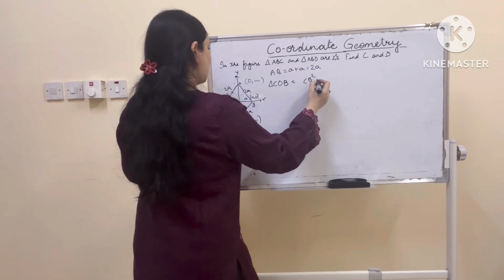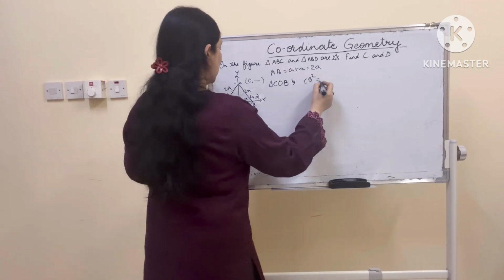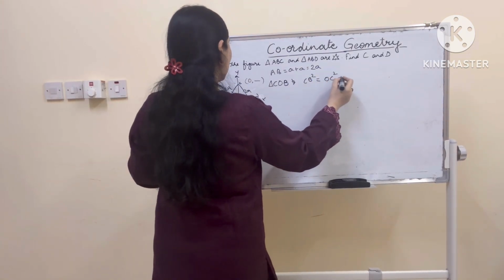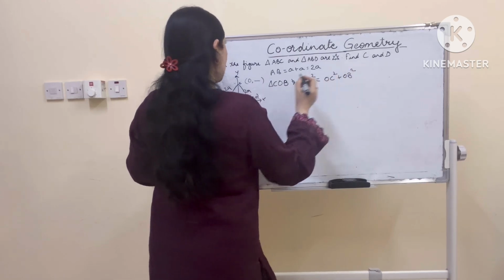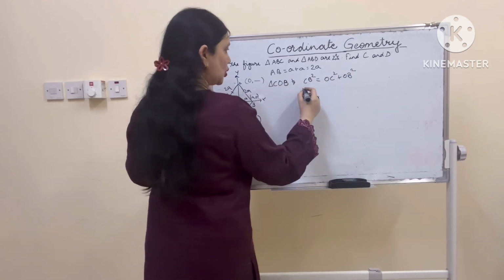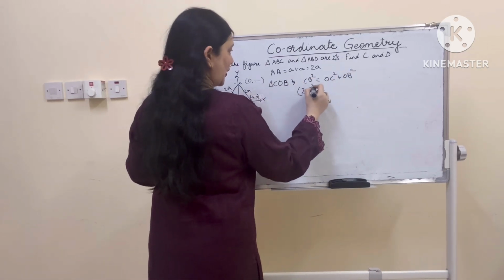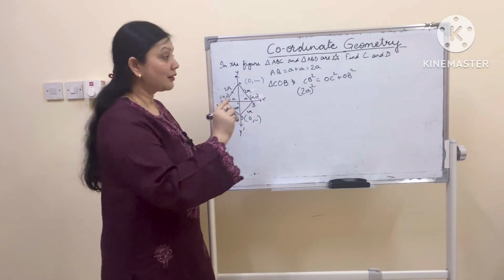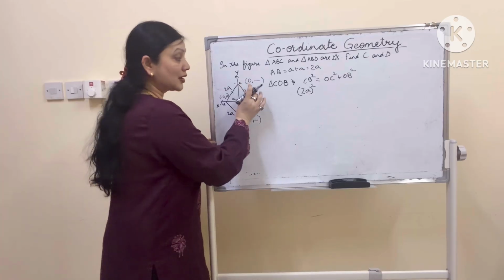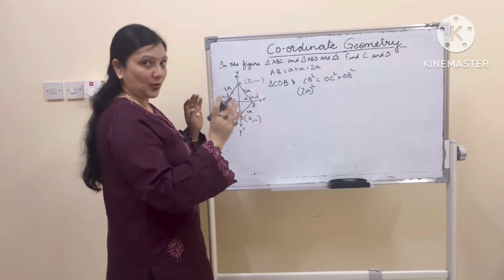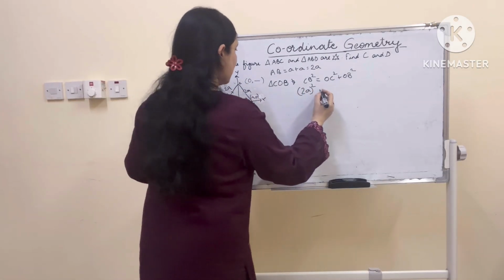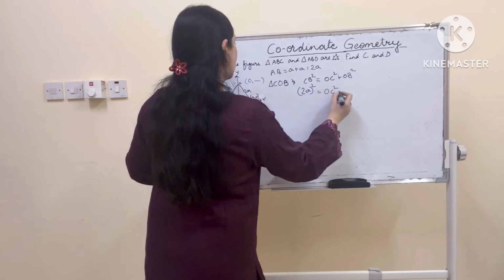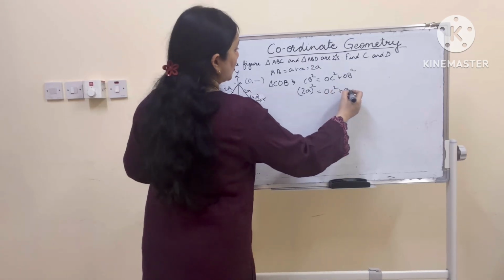CB square will be equal to OC square plus OB square. CB we know it is 2A. So 2A whole square. This is the point where children make mistake. They will simply write 2A square. Then the answer will be wrong. 2A is one number, so we have to square the whole thing. So (2A) square. OC we don't know. OB we know it is A, so it will be A square.